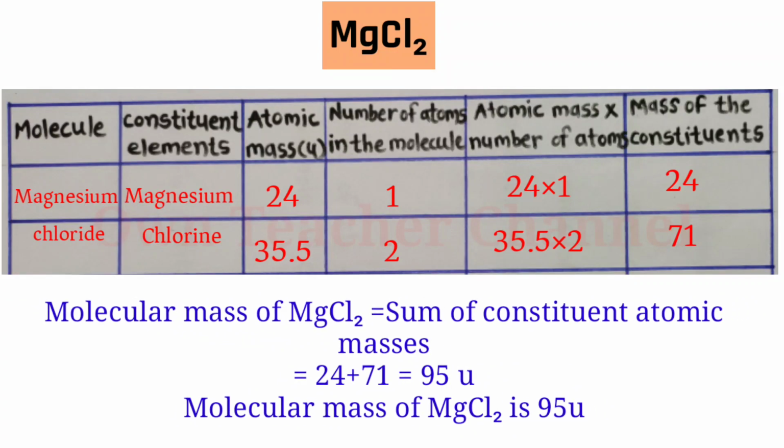Molecular mass of magnesium chloride is equal to the sum of constituent atomic masses: 24 plus 71 is equal to 95. Molecular mass of magnesium chloride is 95.